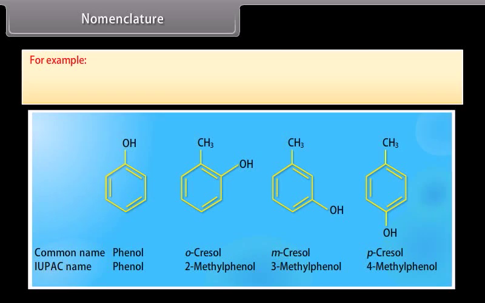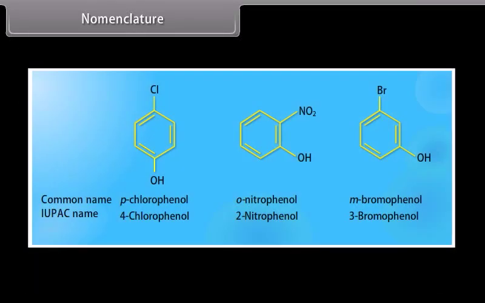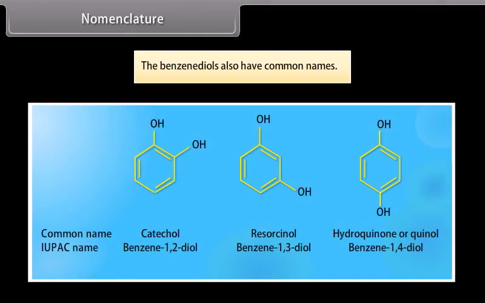For example, hydroxyl derivatives of toluene are ortho, meta, and para cresols. According to IUPAC nomenclature, these are named 2-methylphenol, 3-methylphenol, and 4-methylphenol, respectively. One more example is, the benzene diols also have common names.